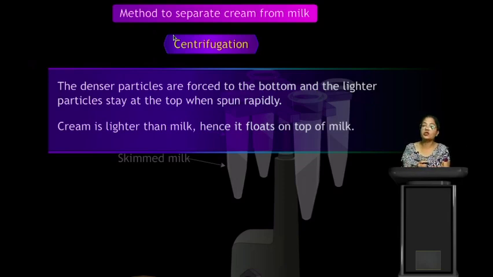Okay. At home, what do we use? We use churners. So that is how we get cream from milk at home. But in the laboratories, we use this method. What method? It is called the centrifugation method. Okay.